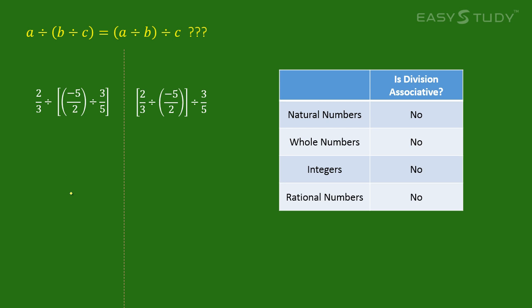Alright, so in this video we looked into the associativity property, and we studied that addition and multiplication follow this associativity property, but subtraction and division do not follow this rule.